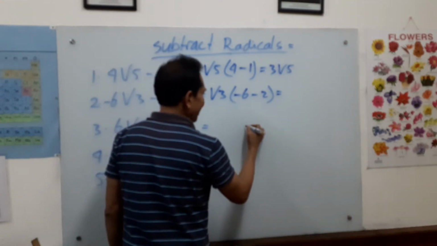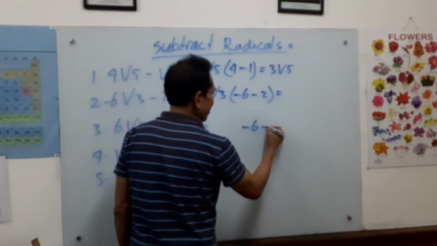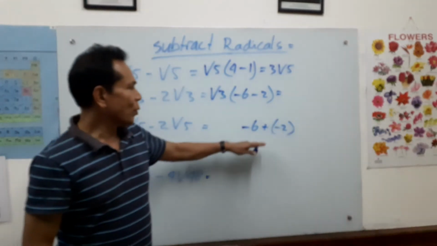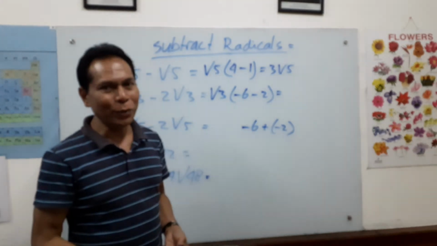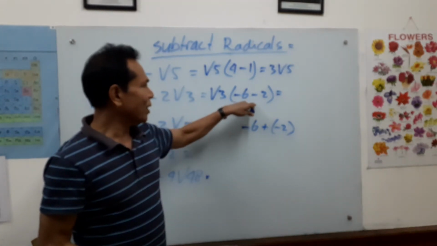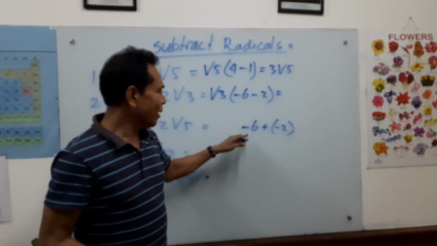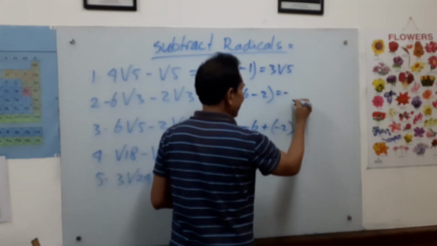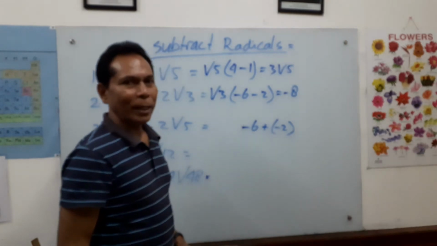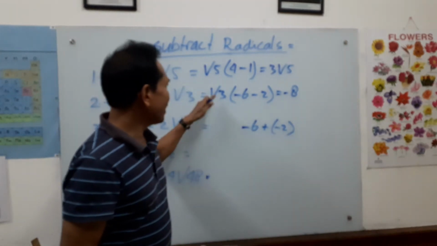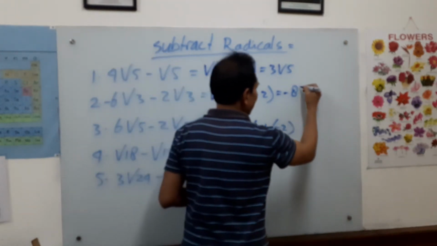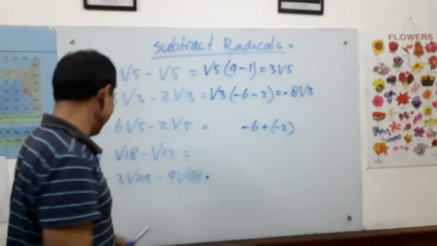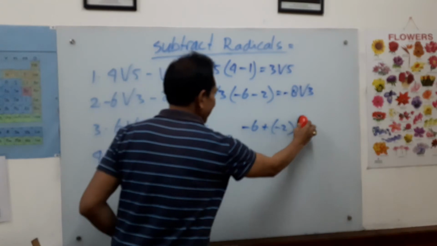And then the other way is minus 6 plus minus 2. Writing it this way makes it easier for you to work out this expression. So we look here, minus 6 plus minus 2 is minus 8. Then we bring our square root 3 there. So minus 8 square root 3. So it's done. Okay, number 2 is done.